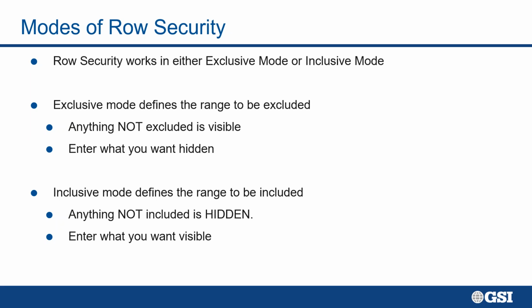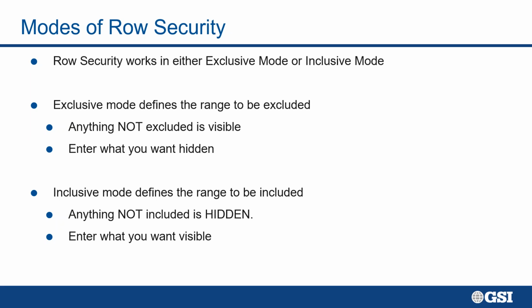For an example, a system has companies 1, 2, 5, 6, and 10. So there are 5 companies available. The user should only be able to see 1, 2, and 5, so they should not see 6 and 10. In an exclusive mode system of row security, you would need to have records for company 6 and company 10, either view no or add, change, delete no, for them not to be able to see and or interact with that data.